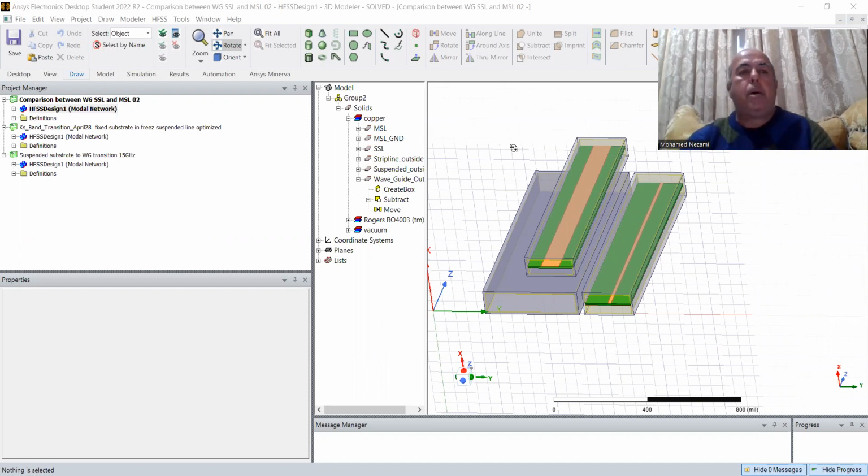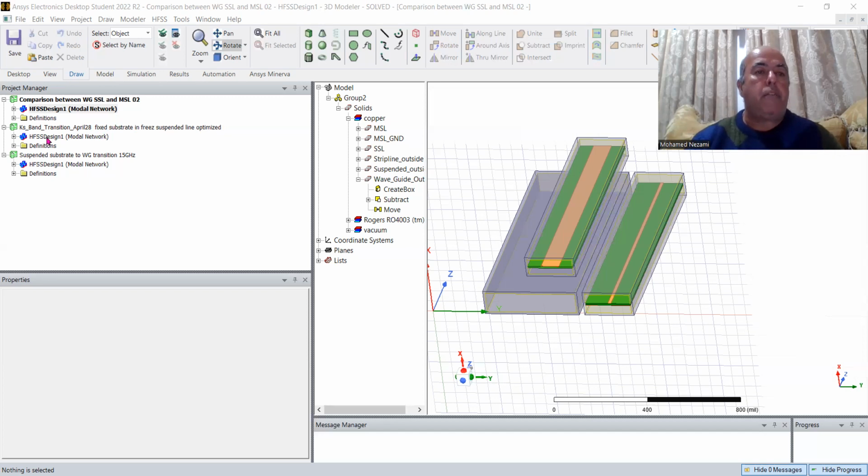Today we're going to continue with a series on designing waveguide to strip line and microstrip line and suspended line transitions that are used in low noise block down converters for SATCOM and other millimeter applications such as 5G, for instance, so 5G transceivers.